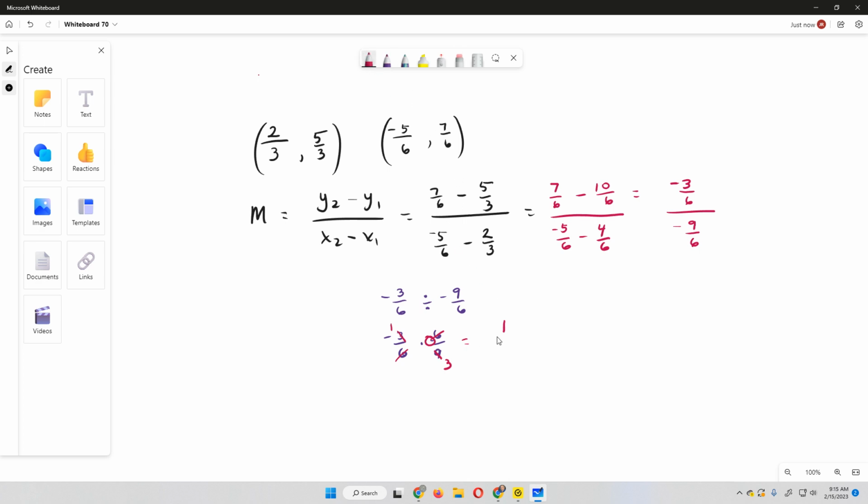And leave it as a fraction. Don't try to change it to a decimal. It just doesn't work. So our slope here is 1/3. So now we have to write the equation.